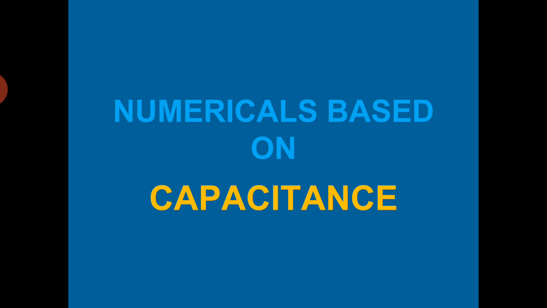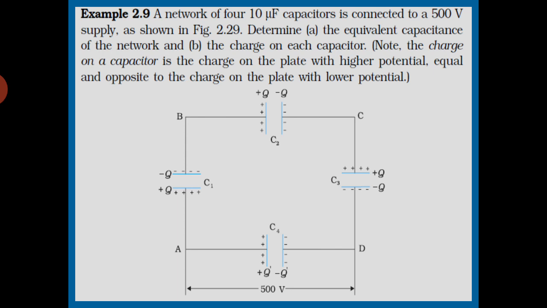Let us discuss NCERT example 2.9. According to the statement, a network of four 10 microfarad capacitors is connected to a 500 volt supply as shown in the figure. Determine A part, the equivalent capacitance of the network, and B part, the charge on each capacitor.